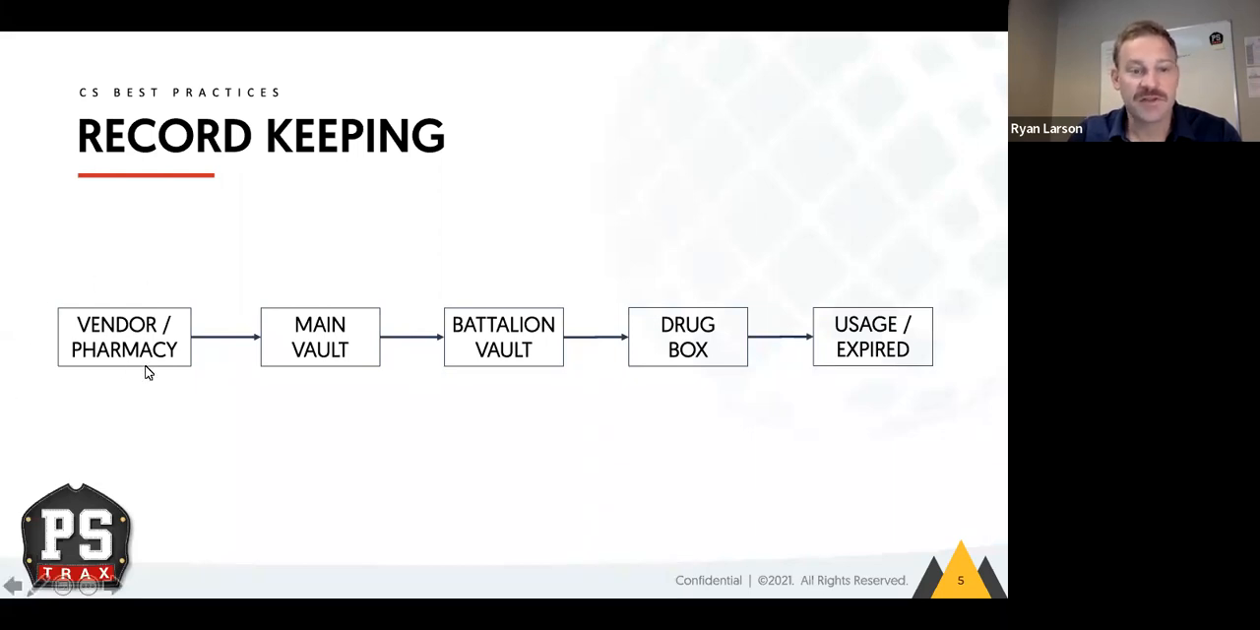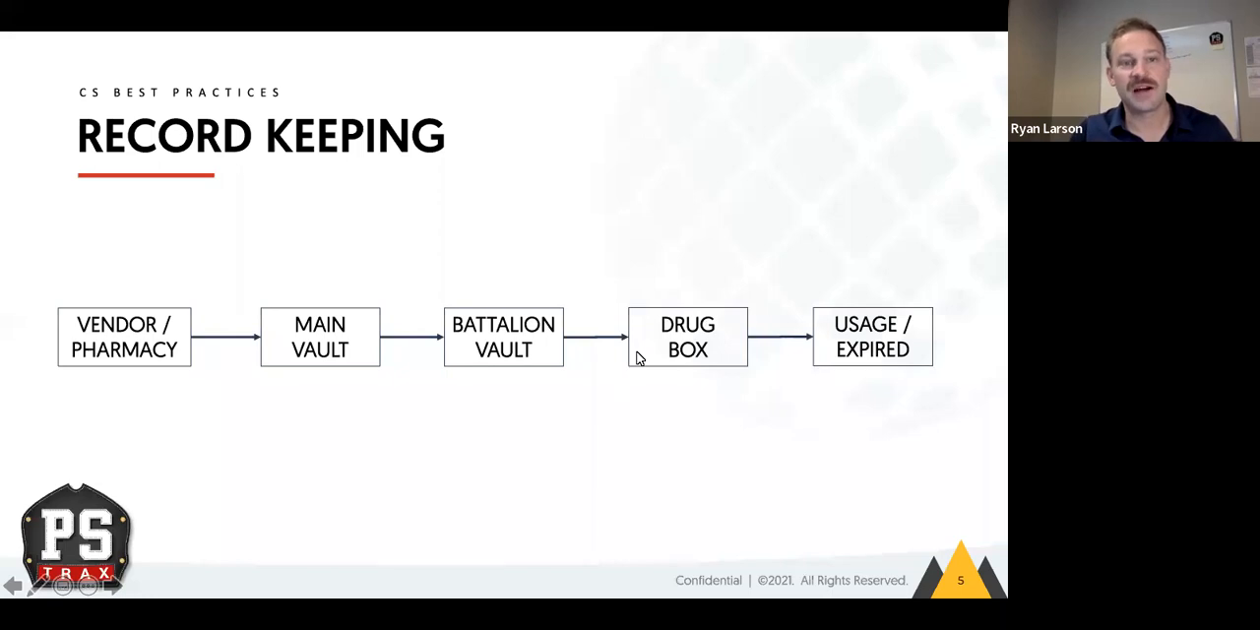But typically most folks will buy their vials from a vendor or a pharmacy. You may also go to a hospital in some cases, but when you get those vials, they usually go into the department and get stored in a main vault or a central supply. If you're a bigger department, you may even have battalion vaults at certain locations or certain stations. And then obviously, within the vehicles, ambulances, you'll have your drug boxes.